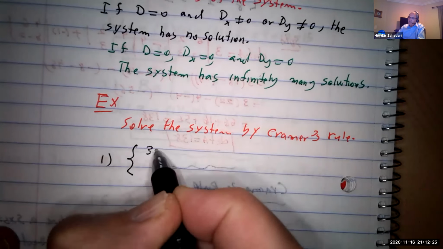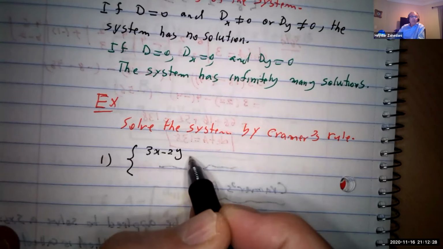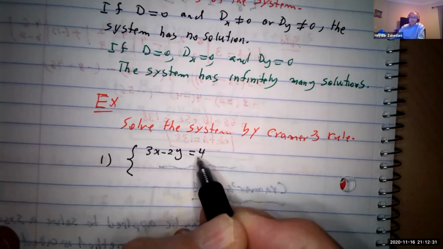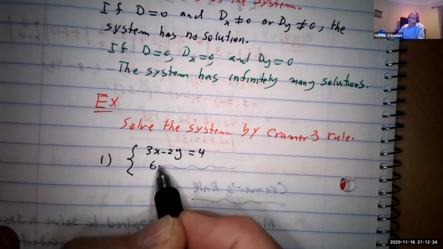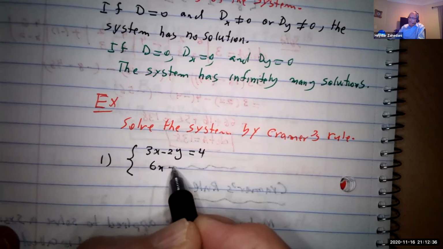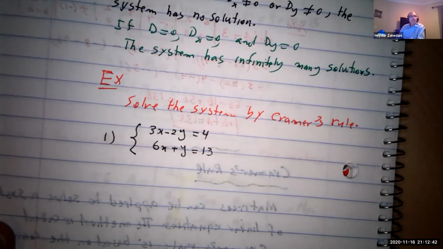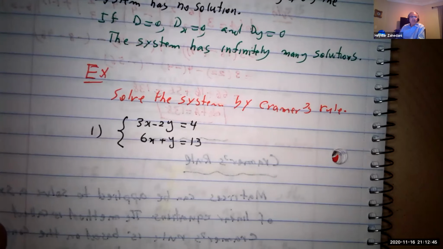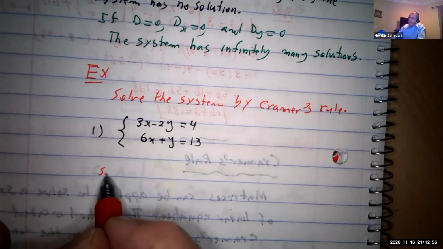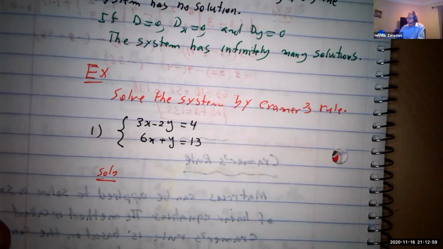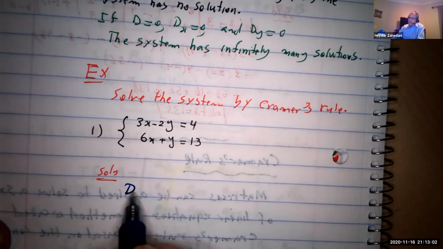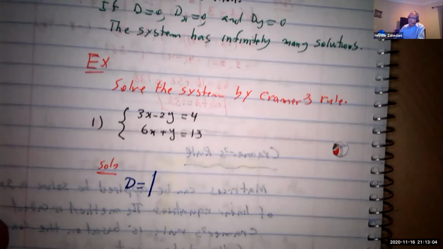It's 3x minus 2y equal to 4, and 6x plus y equal to 13. That's it. You have to find the D first, the determinant of the matrix of the coefficients. Okay, so let's do it. D first, determinant of coefficients.